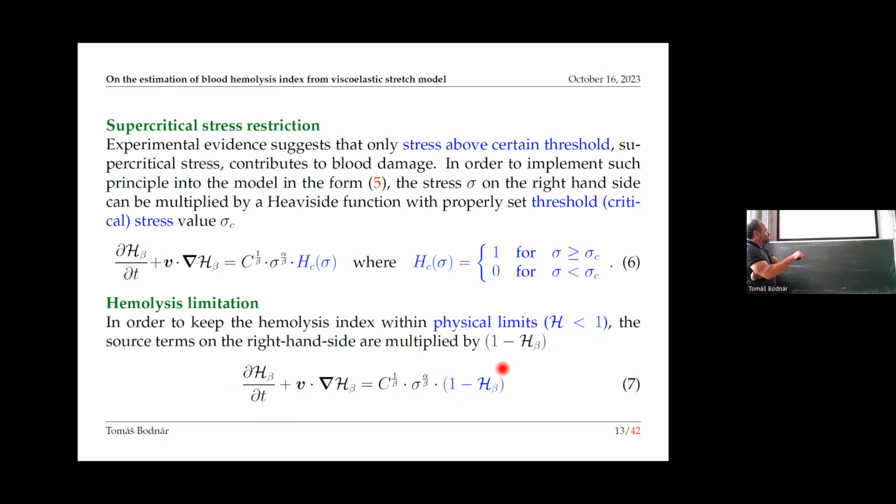You can explain it by some kind of relaxation that depends on the local value. So it's not just increasing the blood damage, the hemolysis index, but it can also decrease in some cases. But the major role of this term is to keep it bounded from above by the value of 1, which is the physical value.